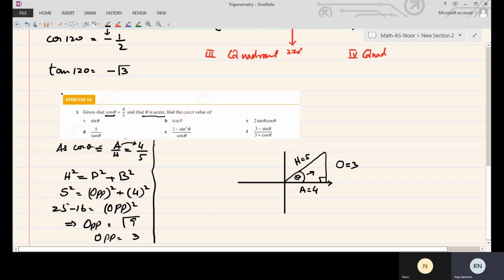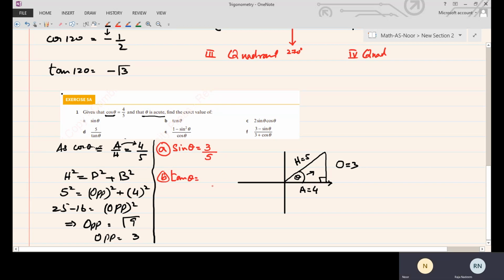Once you have all the three sides, then you'll be able to find the parts. Like in part A, you need to find sine of angle theta. What is the sine of angle theta in the triangle? Opposite over hypotenuse, yes, and opposite is 3, so 3 over 5. Right. In B part, this is tan of angle theta.